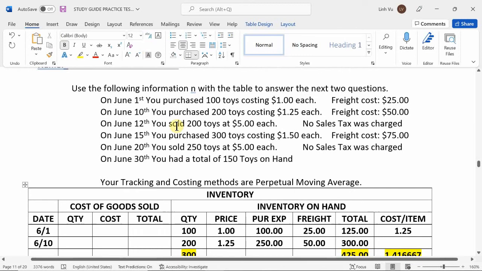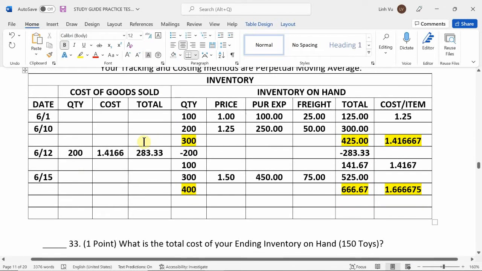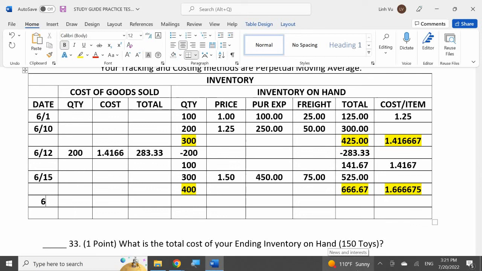So then, June 20th, you end up selling 250 units. So let's go ahead and plug that in. June 20th, you sold 250 units at $1.6667. Okay, in this case, I'm just going to leave it at 6. So what is my grand total cost of goods sold here? $416.67. Good. So if I subtract that 250 and minus that 416.67, my grand total I should have left remaining is 150.